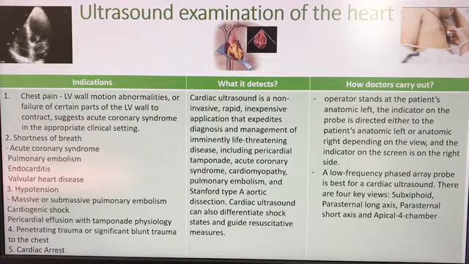Next, how does the doctor carry it out? The operator or the doctor stands at the patient's anatomic left. The indicator on the probe is directed either on the patient's anatomic left or right depending on the view, and the screen is on the right side. A low-frequency phased array probe is best for cardiac ultrasound. Mainly, there are four key views: subxiphoid, parasternal long axis, parasternal short axis, and the apical four-chamber.